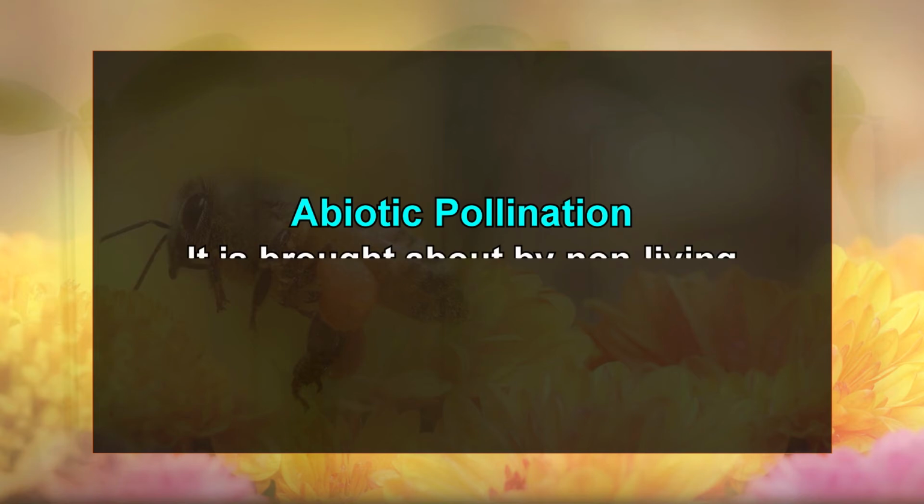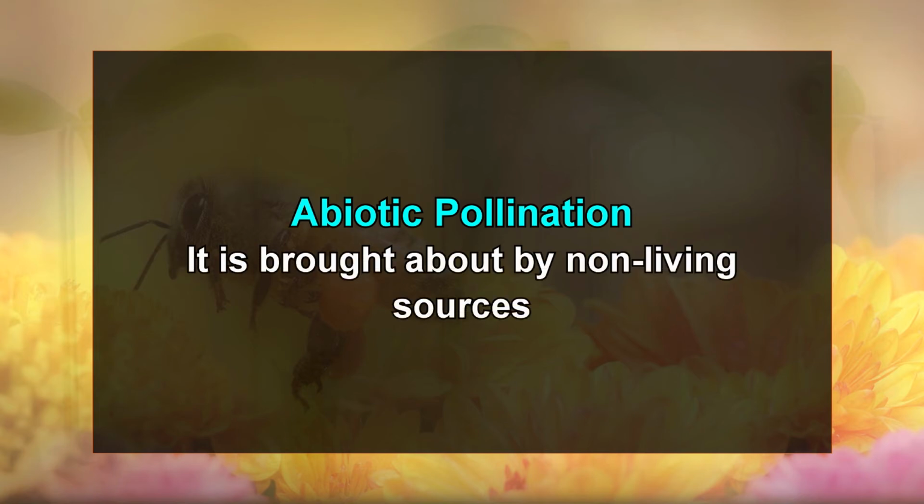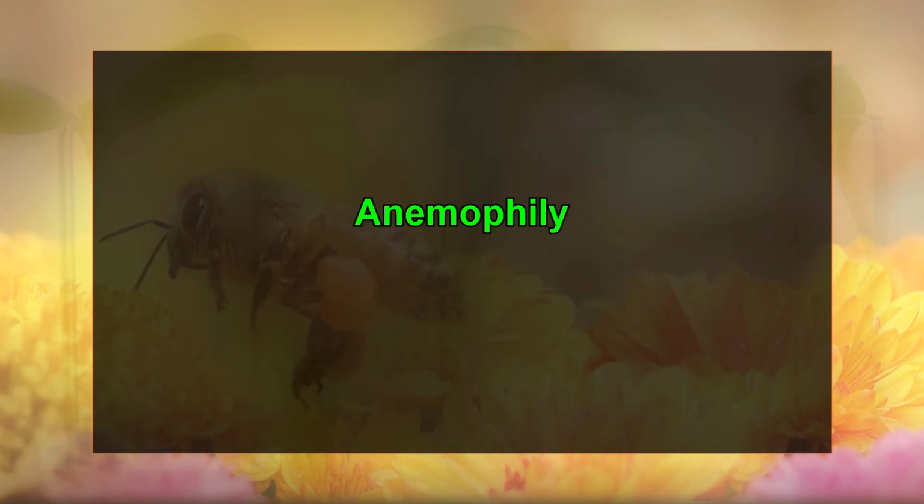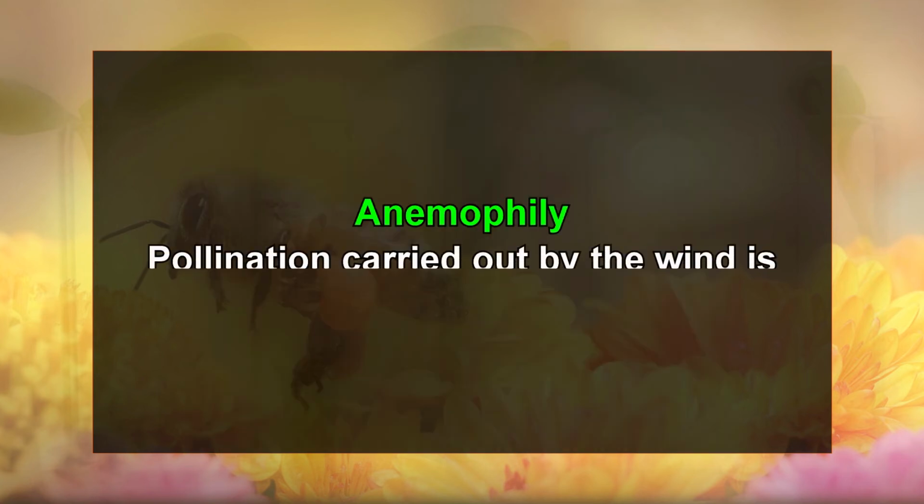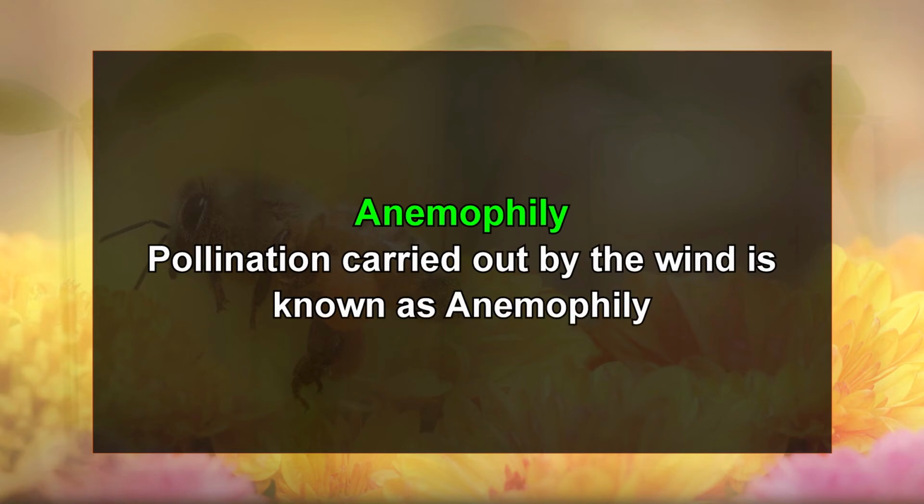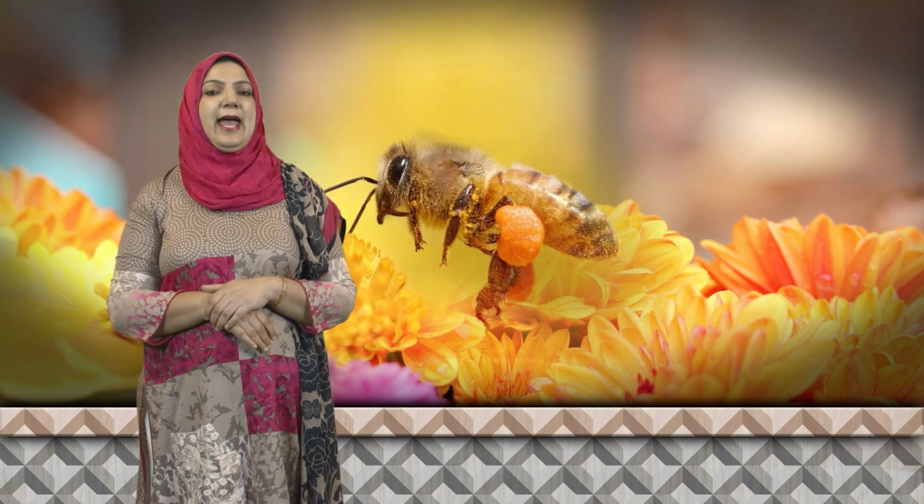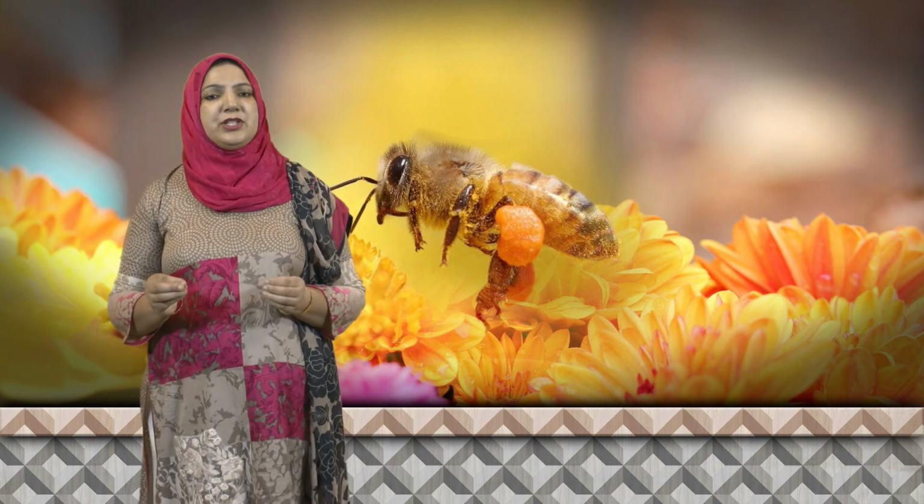Abiotic pollination, what is it? It is brought about by non-living sources. It is further categorized as anemophily and hydrophily. Anemophily is the pollination carried about by the wind. It is an abiotic means of pollination and being non-directional, a wasteful process.